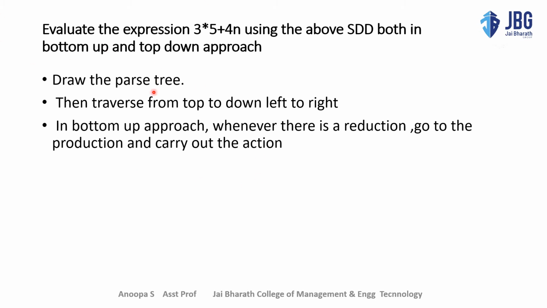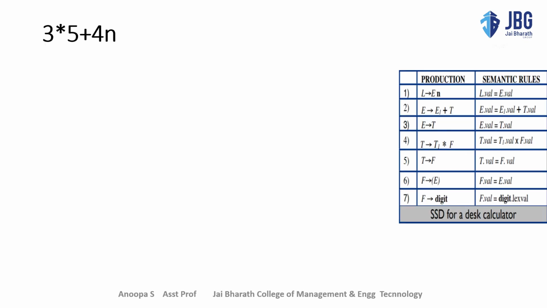For that we have to draw the parse tree, then traverse from top to down and left to right. Whenever there is a reduction, go to the production and carry out the action. This sentence you have to keep in mind: whenever there is a reduction, go to the production and carry out the action. So this we will see when we are doing that. Now this is our string, 3 into 5 plus 4n.